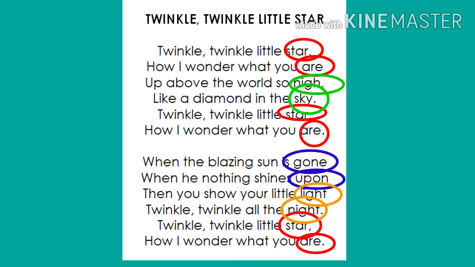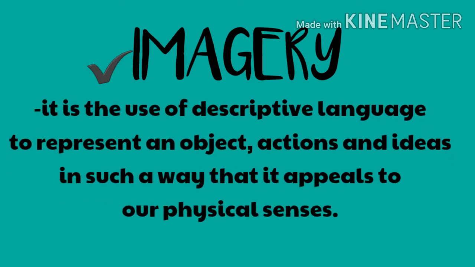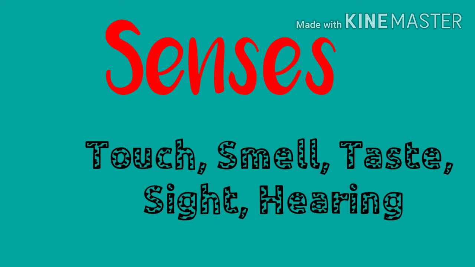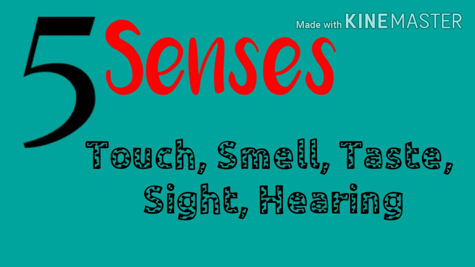These are rhyming words. Let us proceed to the fourth element of poetry, the imagery. Imagery is the use of descriptive language to represent an object, actions, and ideas in such a way that it appeals to our physical senses. When we say physical senses, we all know that we have 5 senses. These are the sense of touch, smell, taste, sight, and hearing.